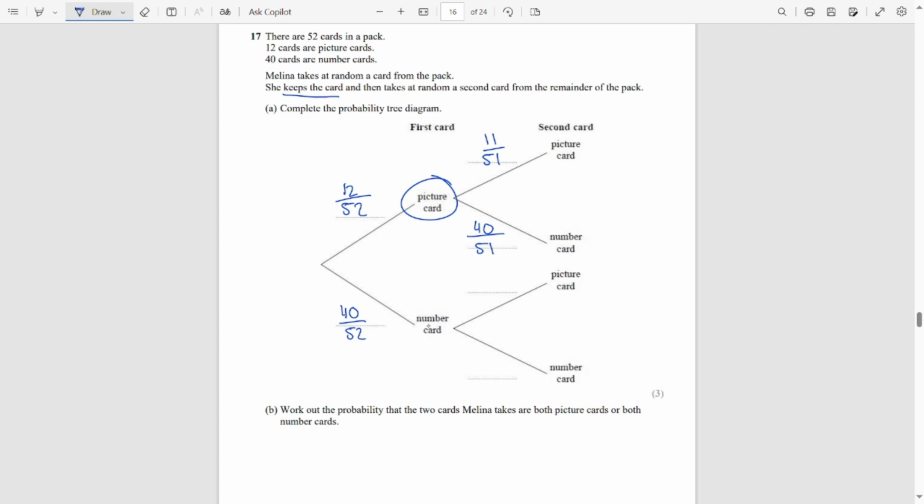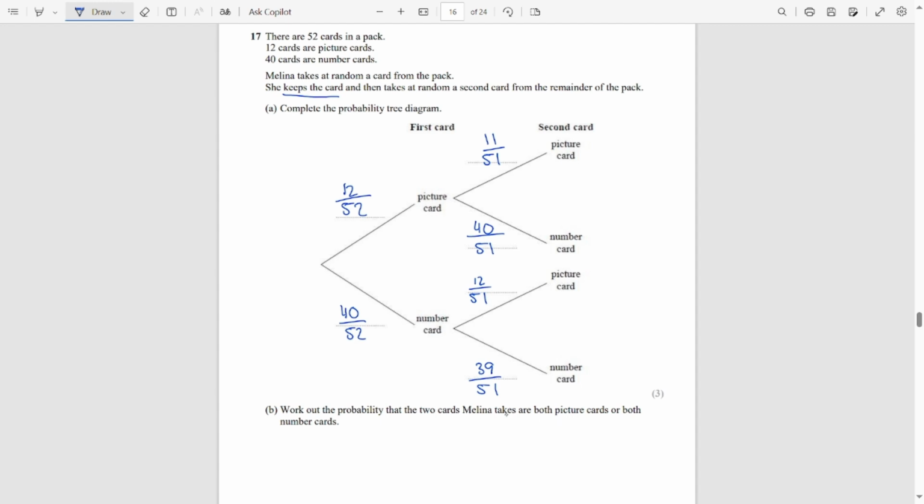Now let's go down the second branch. So here we took a number card. So therefore pictures, we have all of those still. So this is 12 out of 51. Number, we have one less. So this is 39 out of 51. And we're done.